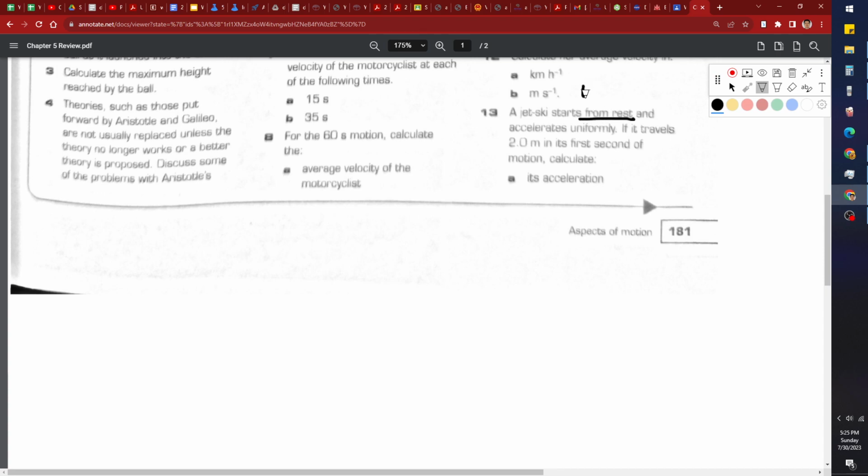Okay, so a skier starts from rest. Okay, good. That means we can write that right away. It's very easy. And accelerates uniformly. If it travels 2 meters, so that's S for us, in its first second of motion, so that means t equals 1 second, calculate its acceleration. All right, easy, right? So we want to find A. So from this, S, U, T, and A, well, we would choose this equation here.